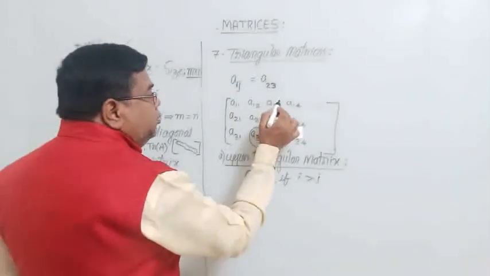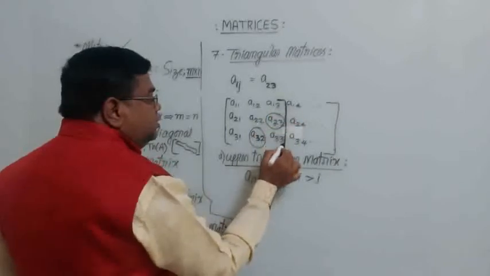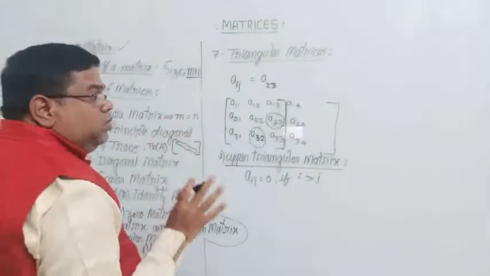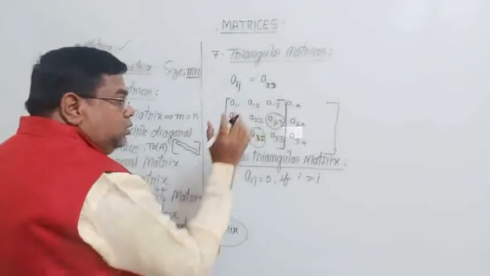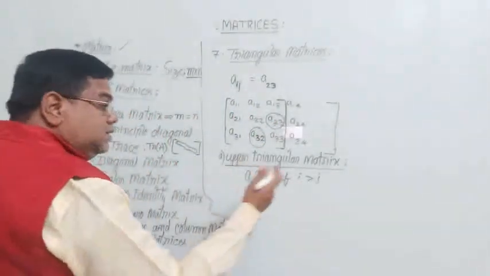Suppose we take up to a 3 by 3 matrix. A triangular matrix must be a square matrix. It may be either 2 by 2 or 3 by 3. So let it be this one. Here Aij equals 0 if i is greater than j.